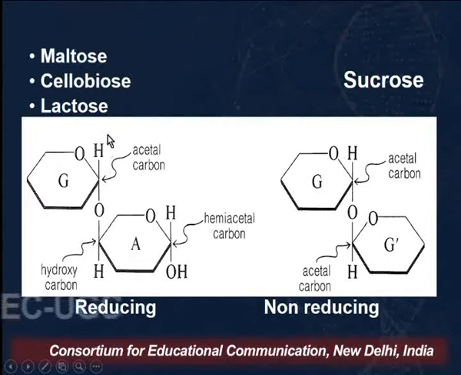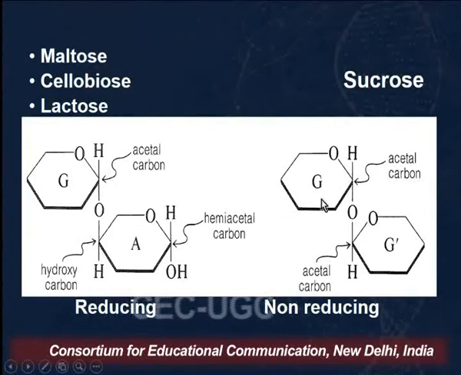What you have to remember is maltose, cellobiose, lactose are some examples of reducing sugars. Why are they reducing? Because what you can see here is that we have a hemiacetal unit, and this hemiacetal unit will open up and it will give a positive Tollens, Benedict's or Fehling's test. Whereas sucrose is a non-reducing sugar because we do not have a hemiacetal unit in it.